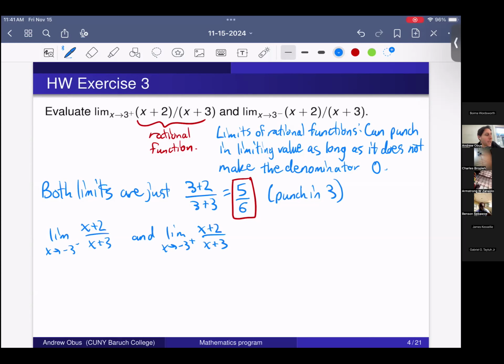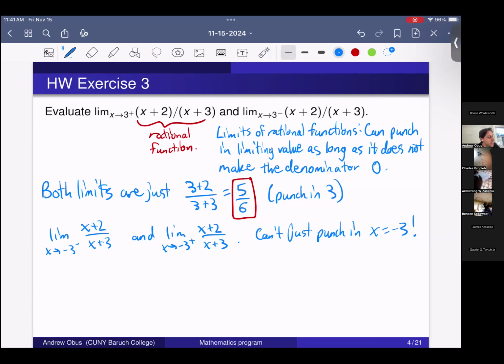So here you can't just punch in -3, because it's going to make the denominator 0, right? So here you can't just punch in x equals -3, right? Because if you do that, then the denominator is 0, and it's going to be undefined, okay?